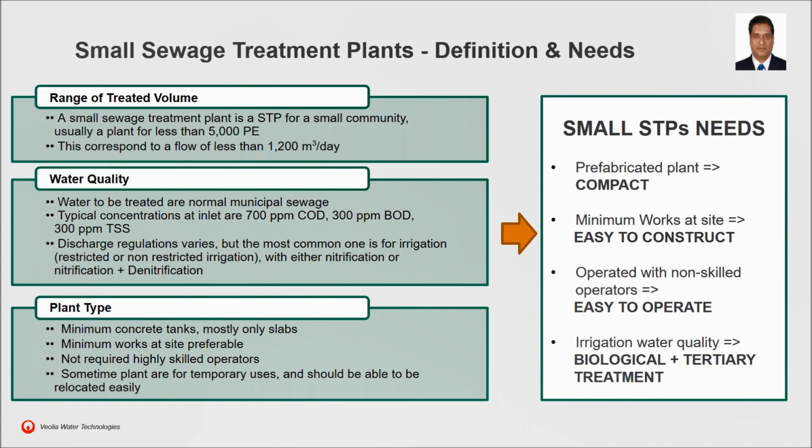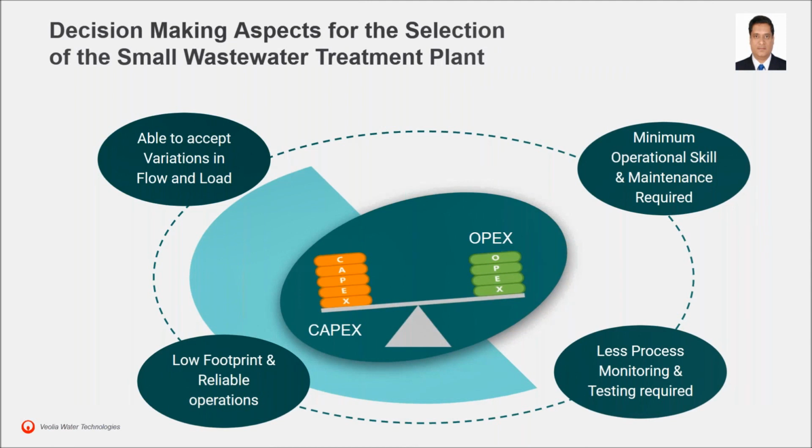Now we will see the key criteria in the selection of the correct package or small STPs. You can see in this slide there are 4 criteria revolving around the core criteria of CAPEX and OPEX. The key criterion in the selection of the package STP technology is its operability. A small STP should require minimum operation and maintenance intervention, and it should be easy to operate.